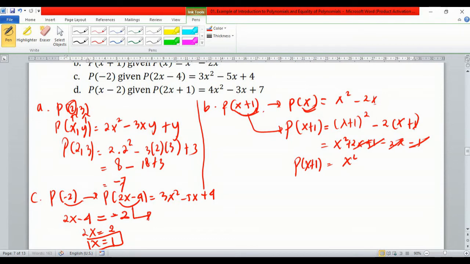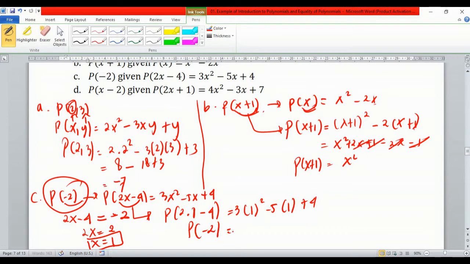So from here you continue: p(2 times 1 minus 4) equal to 3 times 1 square minus 5 times 1 plus 4. The reason why x is substituted with 1 is that this value will come back to p(minus 2), right? So you will get 3 minus 5 plus 4, so minus 2 plus 4 is 2. So p(minus 2) is the value 2. Okay, everyone? I hope you understand.